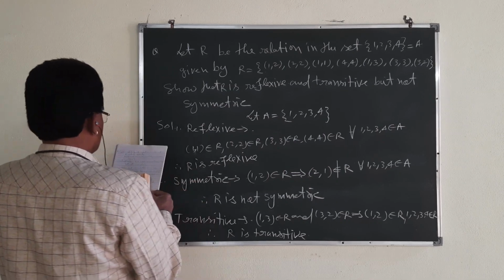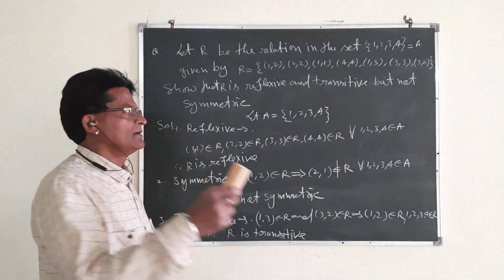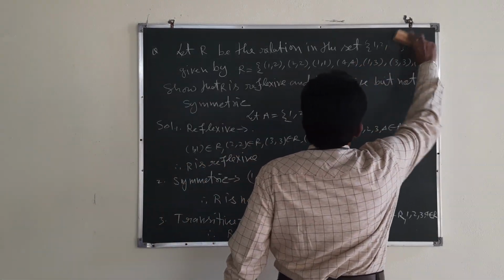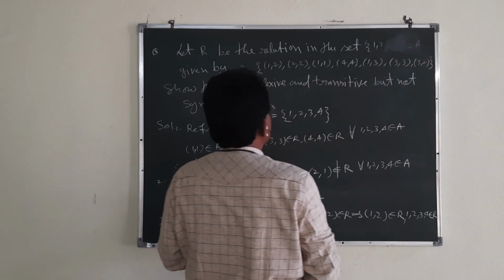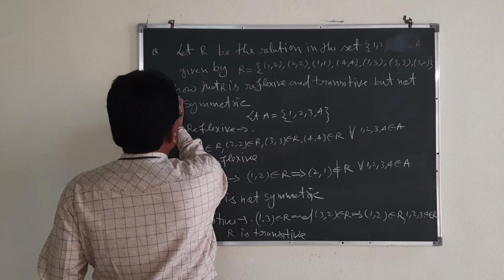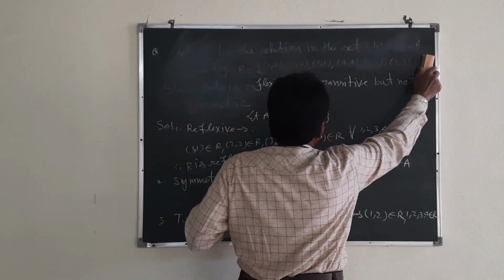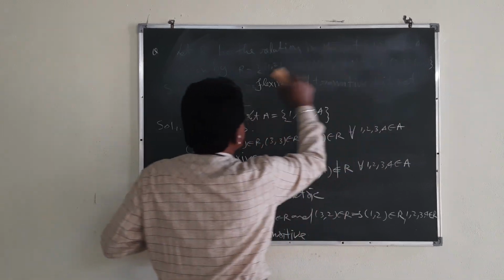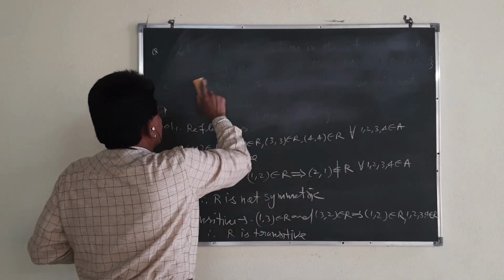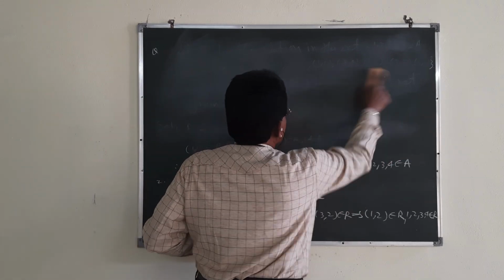Let us take the next question, with a similar kind of set I discussed earlier. I will take the same set, with elements 1 2 3. Let me write the question over here, so that you will see it and understand the solution properly.